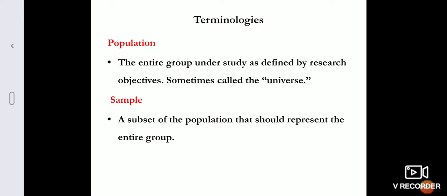And before closing down this session, I would like to give you some terminologies which are very important, which you will be needing in your further education or even your Viva voce questions. So let us see the first one, that is population. What is a population? It is the entire group under study as defined by the research objectives, sometimes also called the universe. Now sample: a subset of the population that should represent the entire group. That becomes the sample. See, these are all questions which the examiner can ask in Vivas.